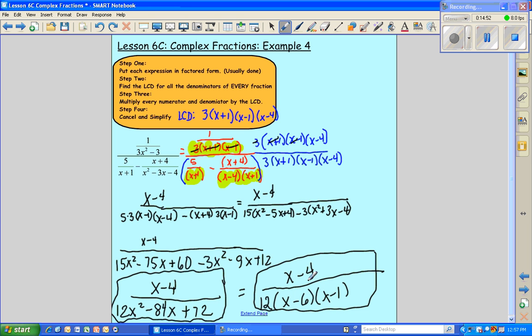So those are complex fractions. You can see they can go anywhere from easy to hard. The rules don't change no matter how hard the problem is. It just gets to be a little bit tedious. All right, so go ahead and try some practice with this, and we'll see how you do.